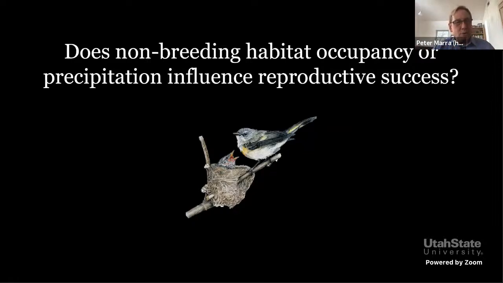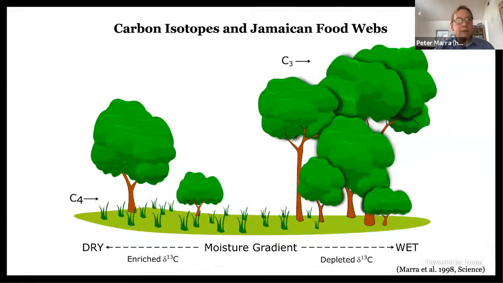And when I was doing this work in the early 1990s, I guess, we weren't able to track these birds. But along came stable carbon isotopes and nitrogen isotopes, and it allowed us to start asking these questions. So I asked the question at the time, does non-breeding habitat influence reproductive success back on breeding grounds? And I used carbon isotopes to do this.